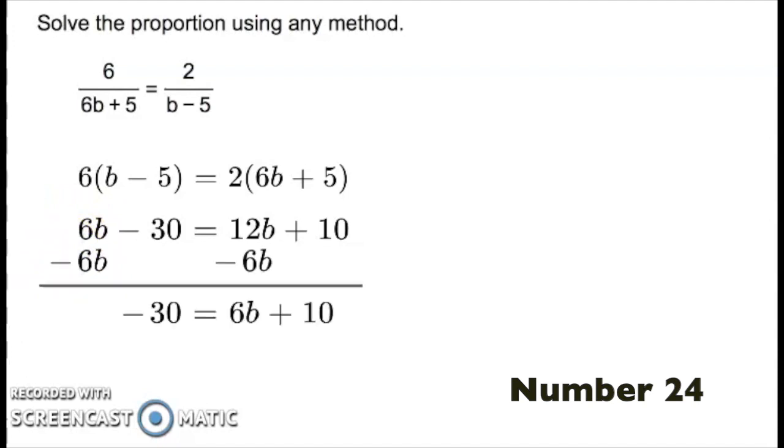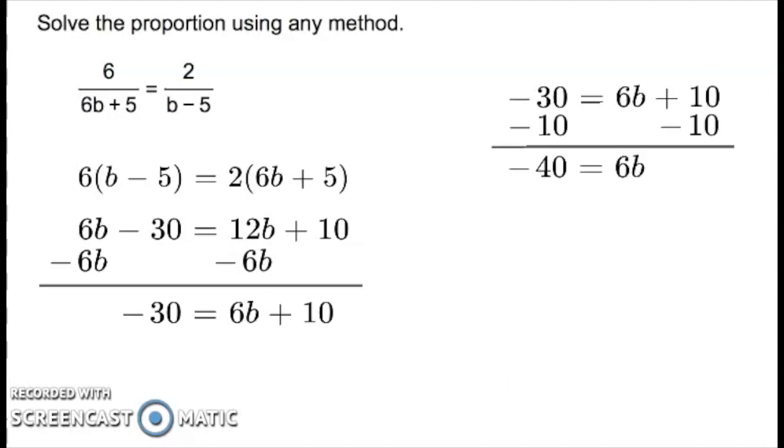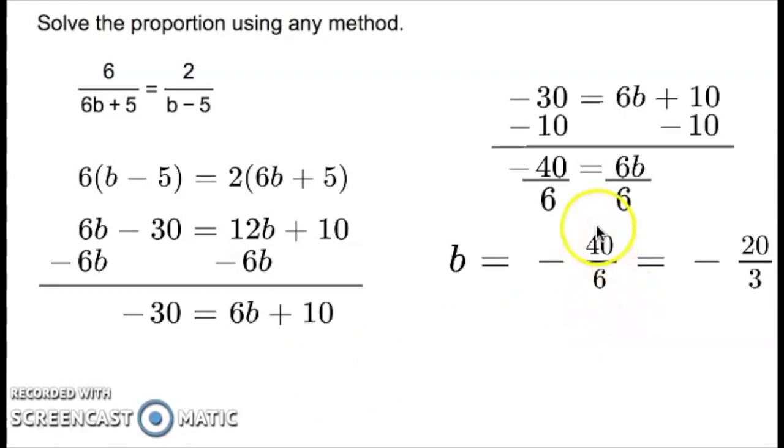I'll get negative 30 equals 6b plus 10. Then I subtract 10 on both sides, and I'll get negative 40 equals 6b. Divide both sides by 6, I'll get b equals negative 40 over 6. But that can be reduced, so we reduce it down to negative 20 over 3. We can divide top and bottom by 2. So the answer is going to be negative 20 over 3.